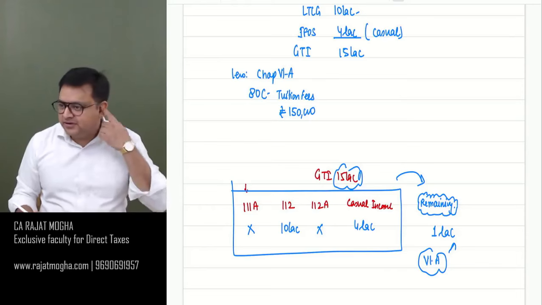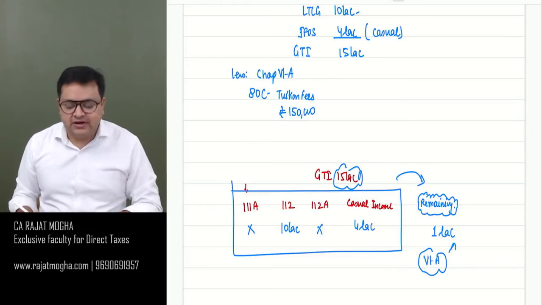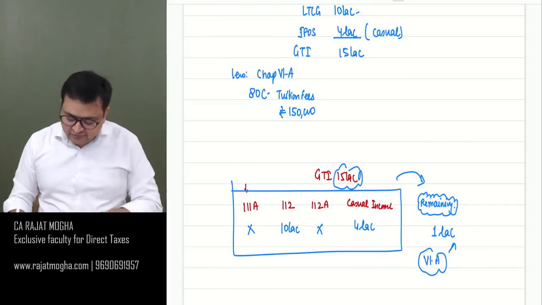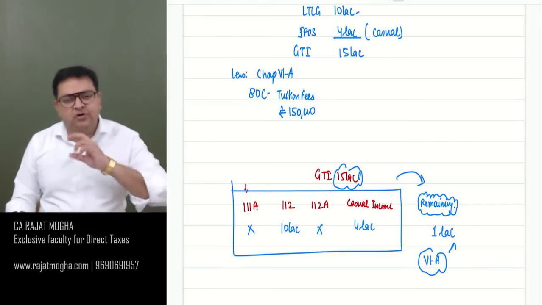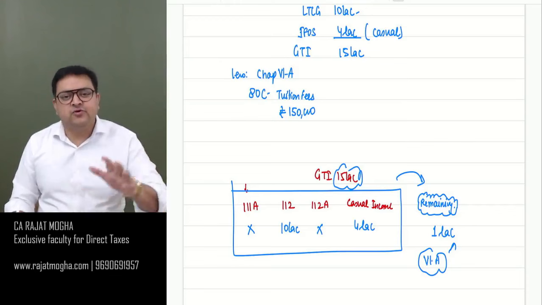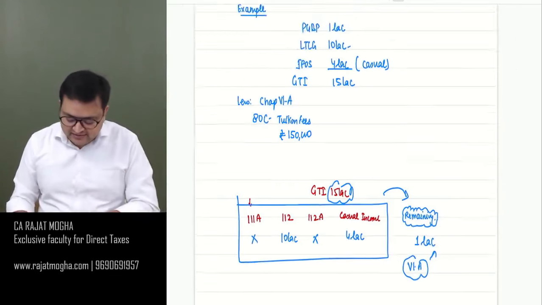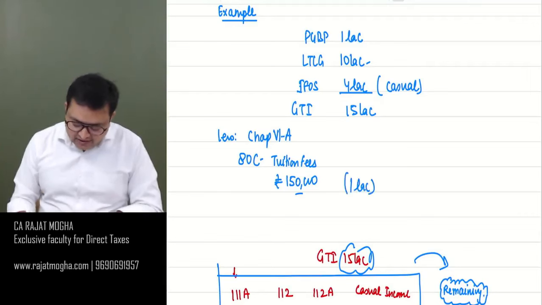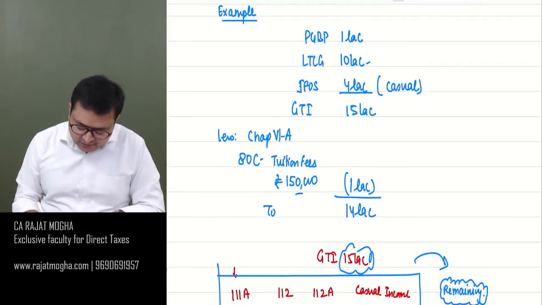Correct. So this remaining income is 1 lakh. So maximum deduction under chapter 6, all from 80C to 80U, I cannot go more than 1 lakh in this case. So although 80C 150 is the internal limit, I cannot go more than 1 lakh over here. And my total income would be 14 lakh. This is my total income.